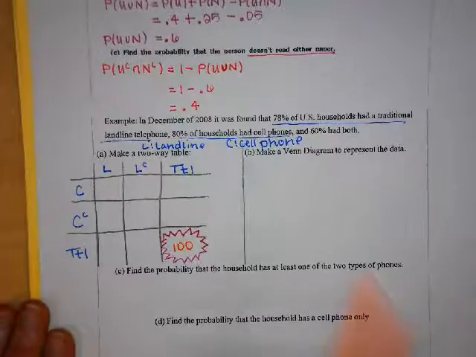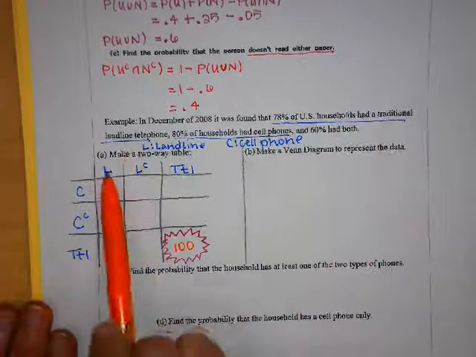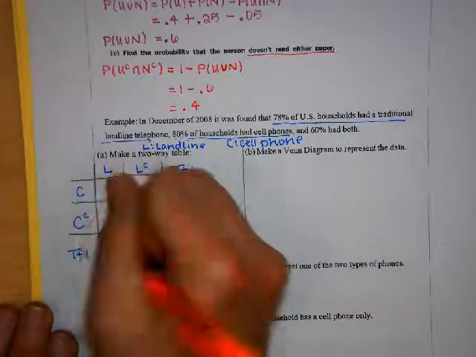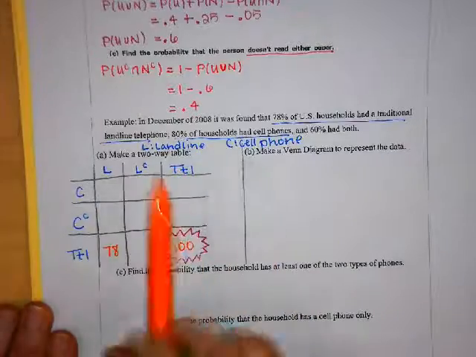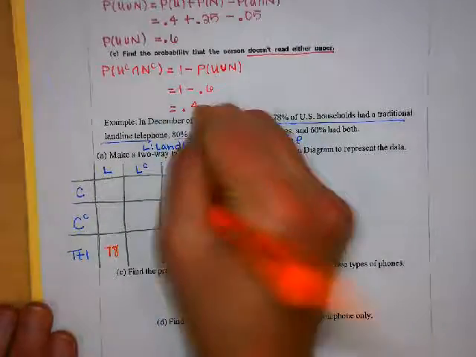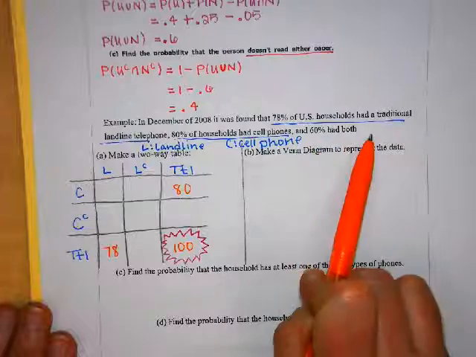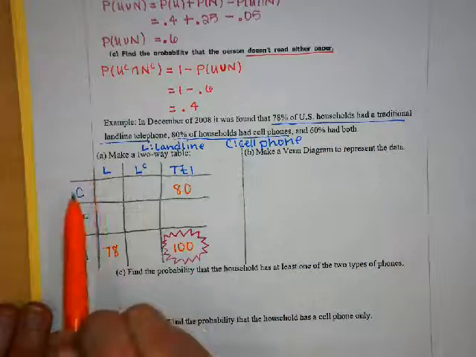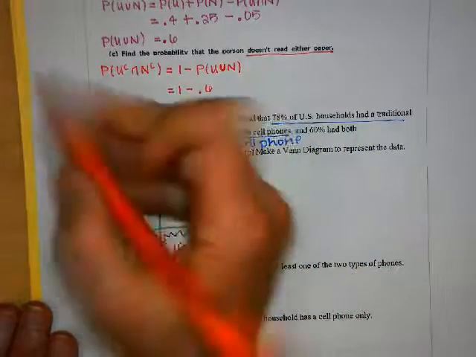All right, so 78% have landlines, so that would be our total for the landline. 80% have cell phones, so that's the total for cell phones, and then 60% have both. So landline and cell phone would be this one, and we have 60 right there. And then we can use addition to fill in the rest.